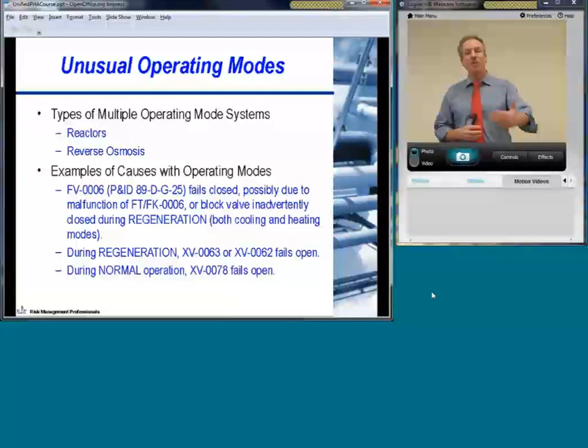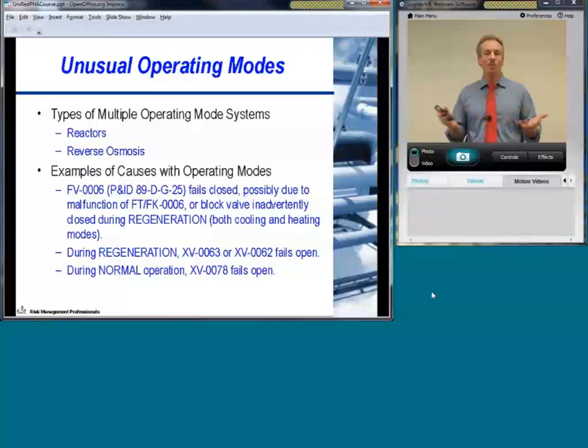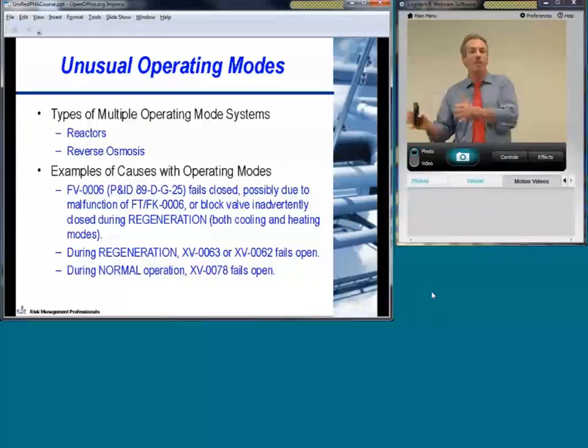A typical example would be a reactor system where you're switching back and forth as you're regenerating one. Also a reverse osmosis system, if you're switching back and forth again during a regeneration phase. And a lot of times there are a lot of manual valves or remotely operated valves that have to be sequenced to flip from one to the other.